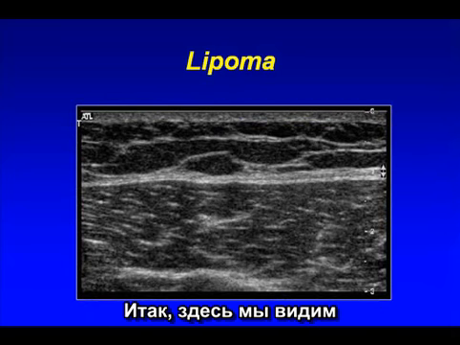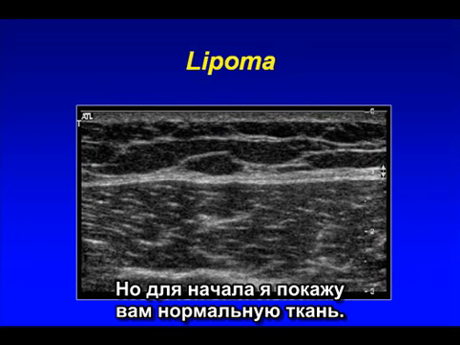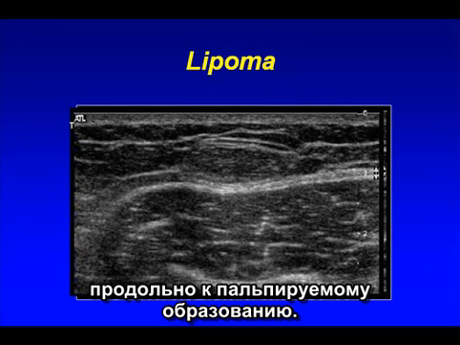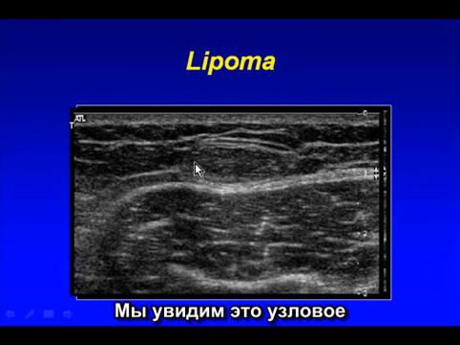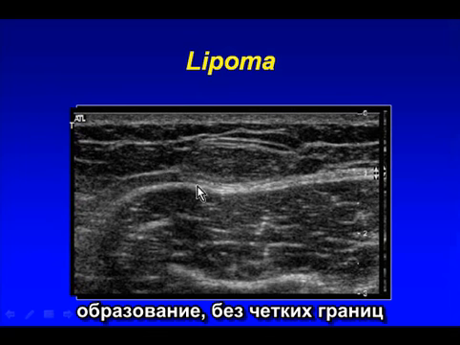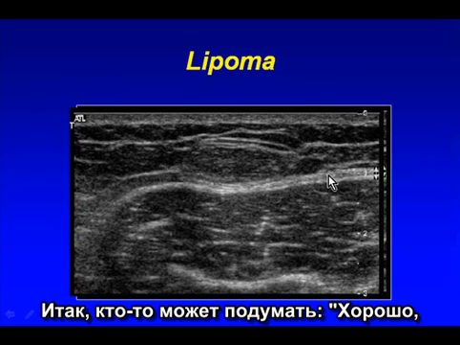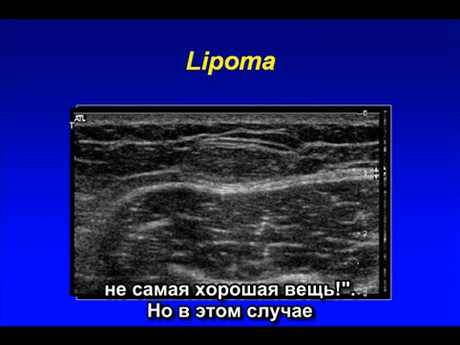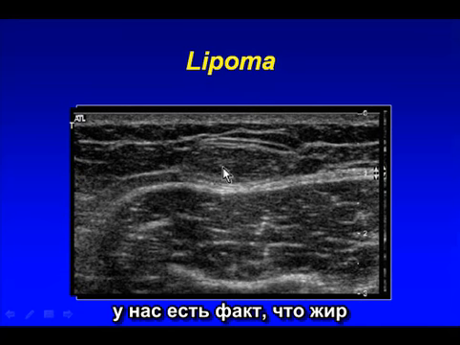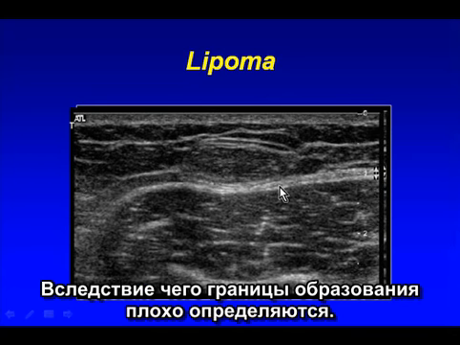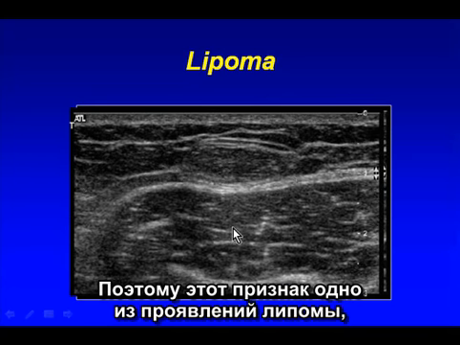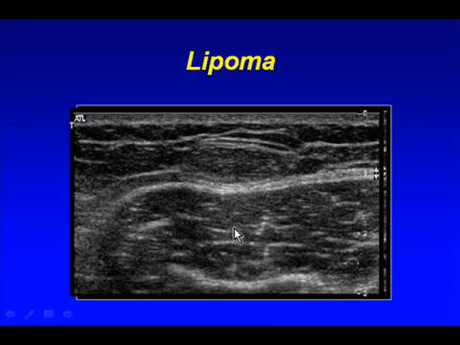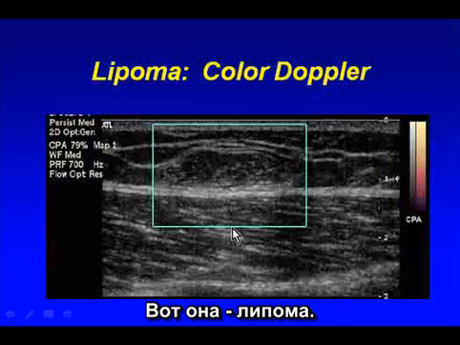Now here is another example of a lipoma where I'm first going to show you the normal tissues, and then as we swept the probe along where the palpable abnormality was, we saw this very subtle nodule that was blending in with the surrounding fat. Again, one might think, well, ill-defined borders must not be a good thing, but in this case, the fact that we have fat adjacent to fat accounts for the fact that the borders are difficult to see. So that actually is one of the hallmarks of a lipoma when it blends in with the surrounding tissues. And there it is there.